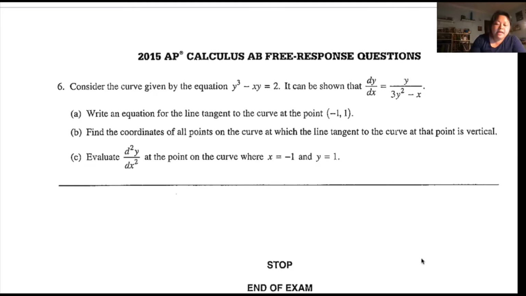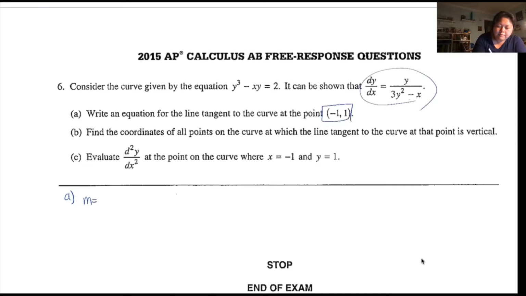So we talked about the word tangent, meaning that you have to find the derivative, but it's already done. It already found the derivative for you. So what does that do for you? Then this derivative allows us to find the slope. So in order to find an equation, I need the slope and I need a point. I have a point. So what is my slope?